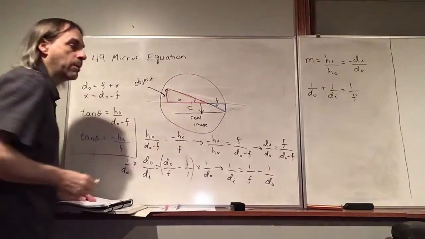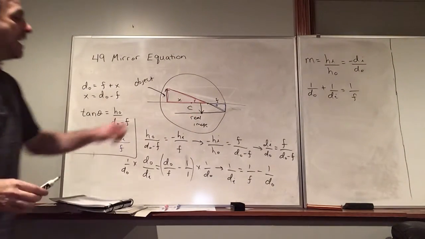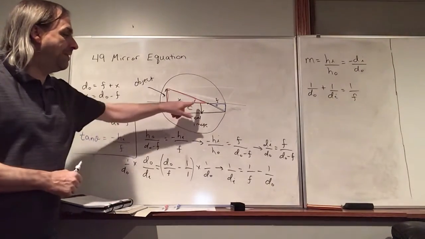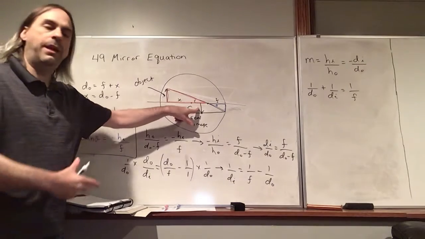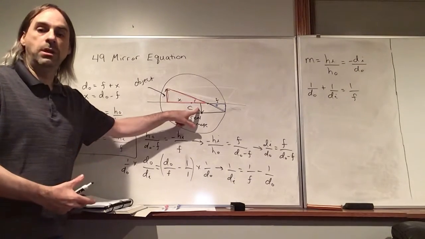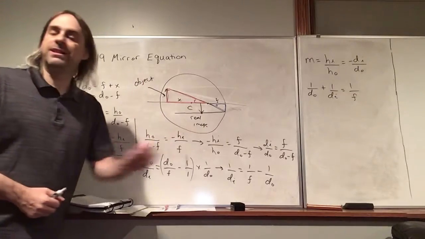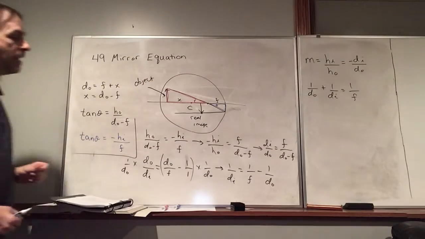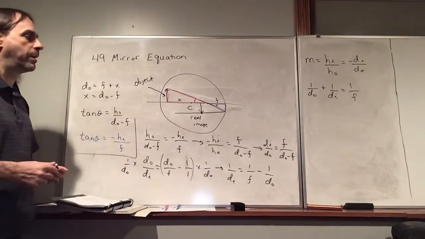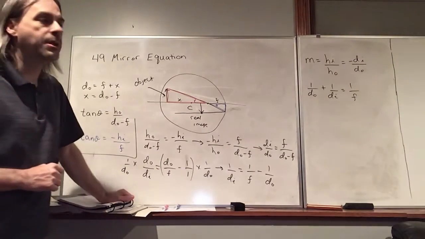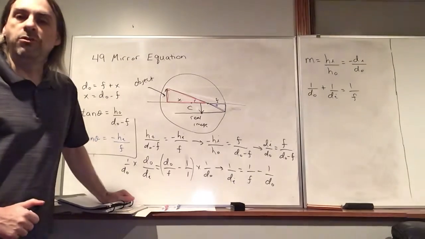Although it doesn't always have to be real. But say we were looking at this image in another mirror. So this would be treated as the object for the second mirror. And again, we're not going to actually do any problems like that when we talk about mirrors, but we will do that when it comes to lenses.